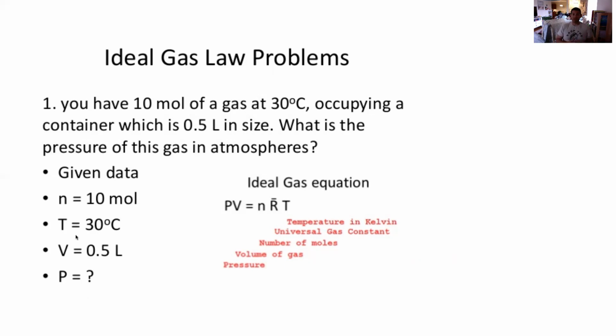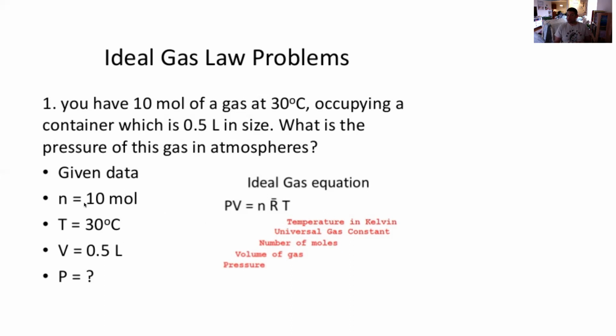There's no change happening. If we go back and read this question, you have 10 moles of gas at 30 degrees Celsius. Yes, that "at" connects them, but I don't see any change happening, right? We're not heating it up, we're not cooling it down, we're not compressing it, we're not moving it to a new space. So it's not changing. So it's this right here, right now. You have 10 moles of gas at 30 degrees Celsius in a 0.5 liter container. What is the pressure? Given 3, solve for that fourth one.